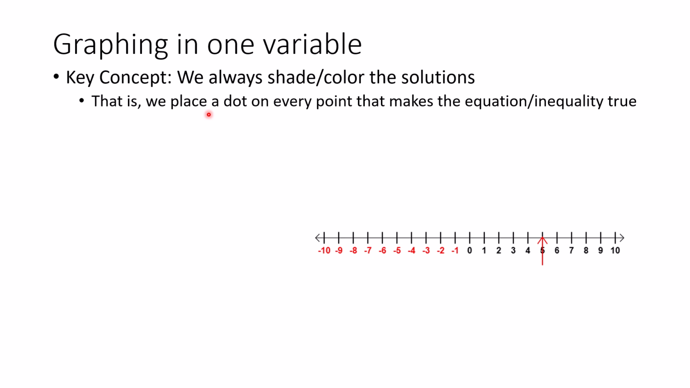That's what graphs are. They are visual representations of the solutions. And we've looked at graphing them on a number line, and we've looked at that coordinate plane where we have pairs of x's and y's that satisfy an equation and make it true. So that is what we do: we place a dot on every point that makes the equation or inequality true. That's what it means to be a solution. And so if it makes it true, you put a dot there, and that represents part of the graph.